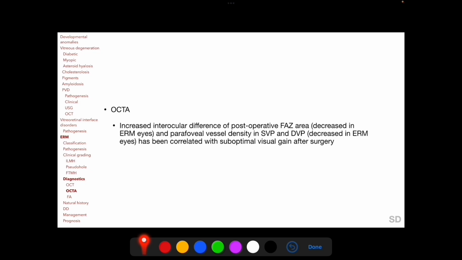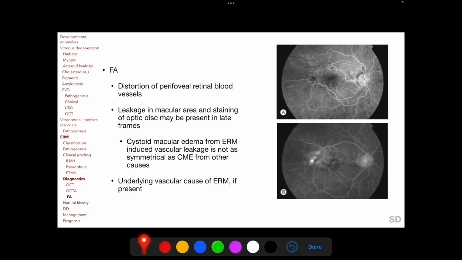OCTA shows decreased foveal avascular zone area and decreased parafoveal vessel density in both the superficial and deep vessel plexuses in eyes with epiretinal membrane. Fluorescein angiography may demonstrate distortion of perifoveal retinal blood vessels in the zone of an epiretinal membrane and leakage in the macular area and staining of the optic disc in late frames of the angiogram. Macular edema from epiretinal membrane is not as symmetrical as cystoid macular edema from other causes, and fluorescein angiogram may detect an underlying vascular cause of an epiretinal membrane if present.